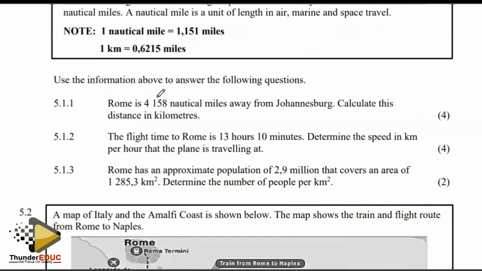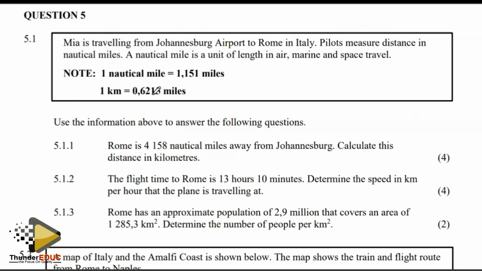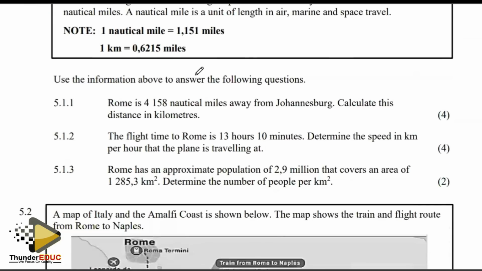Look at question number 5 very fast. Maya is traveling from Johannesburg airport to Rome in Italy. Pilots measure the distance in nautical miles. A nautical mile is a unit of length in air, marine, and space travel. All right. Here we go. I've given you the conversion factors here in case you need to use them.